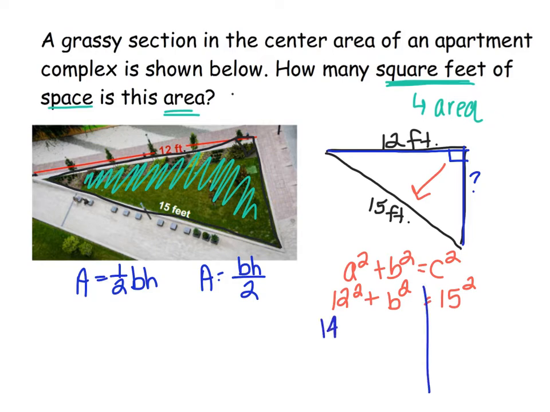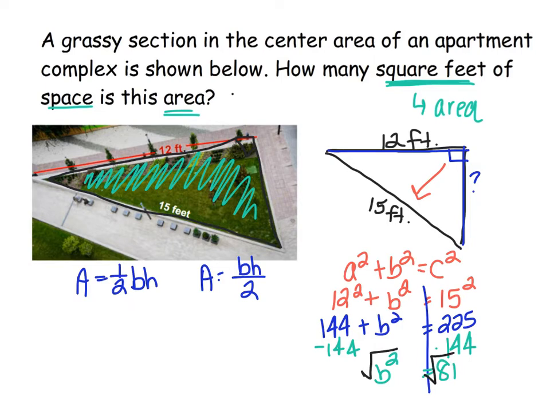So 12 squared is 144 plus B squared, and 15 squared is 225. I need to subtract 144 from both sides, and I get B squared equals, when I subtract, 81. To get B by itself, I do the opposite of squaring, which is to take the square root.